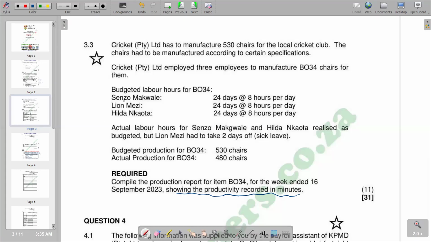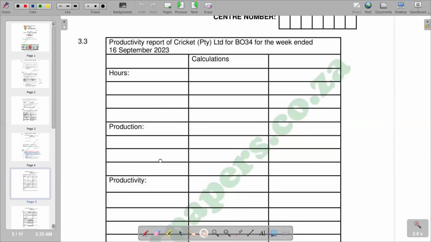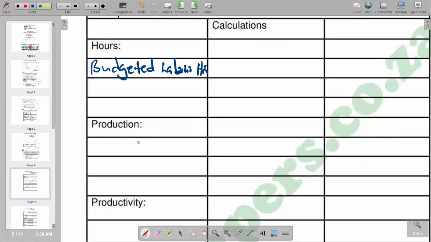So going to 3.3, we are going to start on the hours, whereby we are going to first calculate our budgeted labor hours.